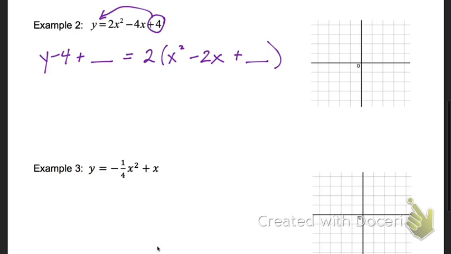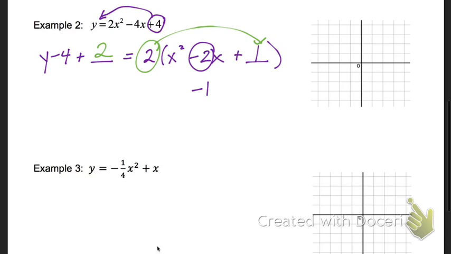Now, in the right blank, I'm going to put a what? I'm going to put a 1 because I take half of 2, negative 1. Then I'm going to square that, and that becomes 1. But then in the left blank, I'm going to put a what? 2 times 1, 2. So you always take the number that's factored out in front and multiply it by what's in the blank, and that's what goes in on the other side. It's okay that you guys don't remember this.